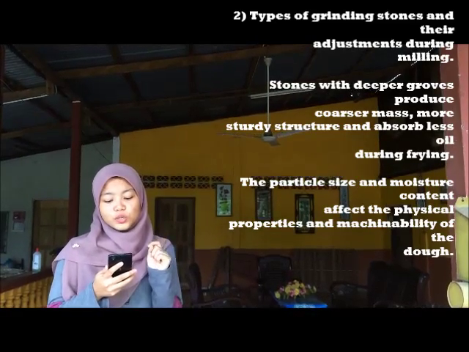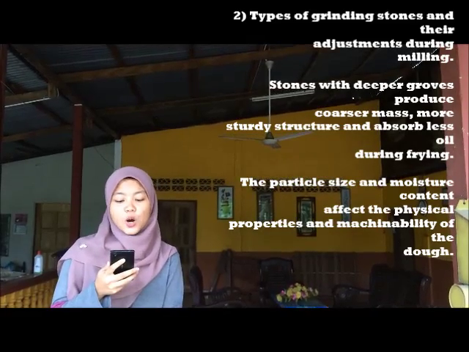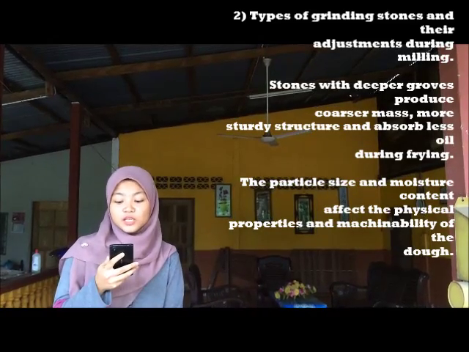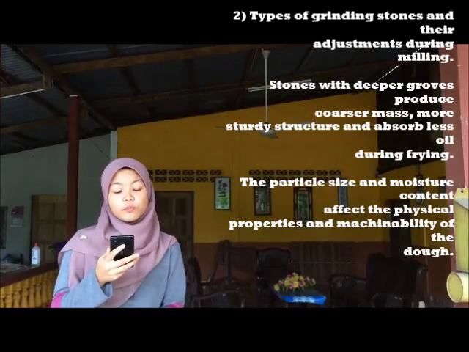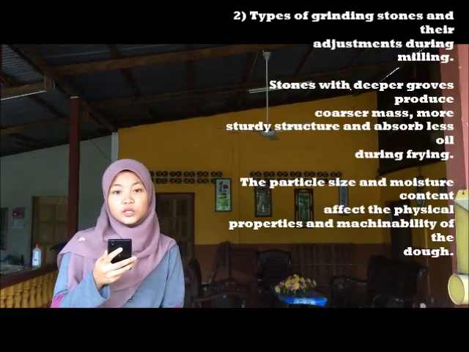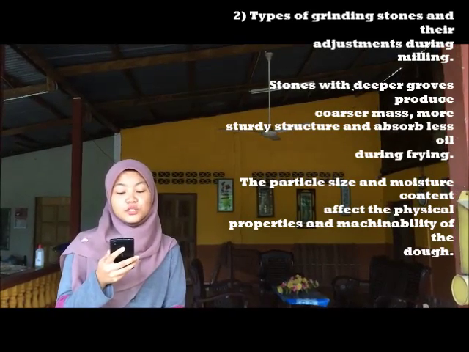The second is the type of grinding stone and its adjustment during milling. Stones with deeper grooves produce a coarser mass, a more sturdy structure, and absorb less oil during frying. So, the particle size and moisture content affect the physical properties and machinability of the dough.